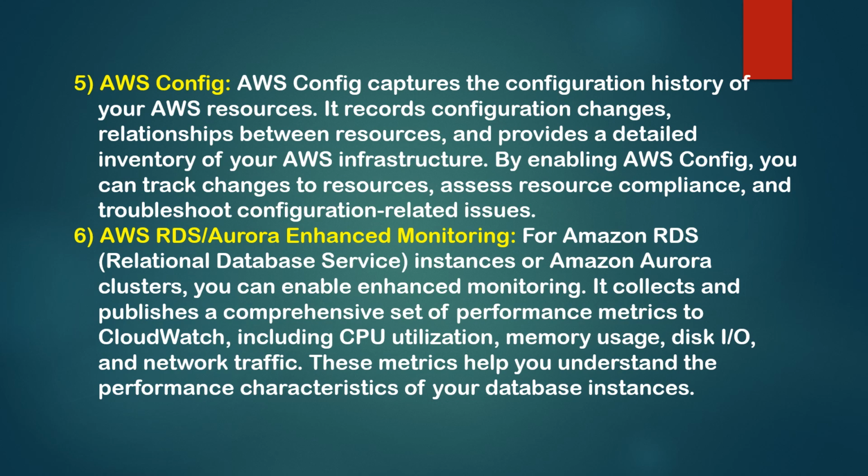Number 6. AWS RDS Aurora Enhanced Monitoring. For AWS RDS, relational database service, instances or Amazon Aurora clusters, you can enable enhanced monitoring. It collects and publishes a comprehensive set of performance metrics to CloudWatch, including CPU utilization, memory usage, disk I/O, input/output, and network traffic. These metrics help you understand the performance characteristics of your database instances.